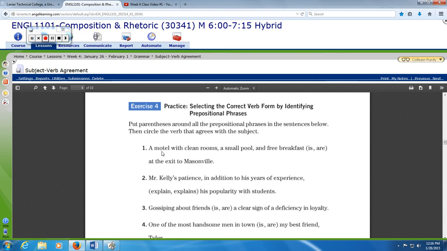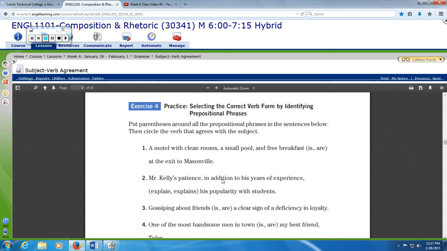Okay? Because what does the motel have? Well, clean rooms, small pool, and a free breakfast. This is a prepositional phrase with compound objects. See the and? It's a conjunction. It means you'll have compound something. In this case, we have compound objects of this preposition. At the exit to Masonville, prepositions. Subject is motel. This is singular. Your verb should be is.